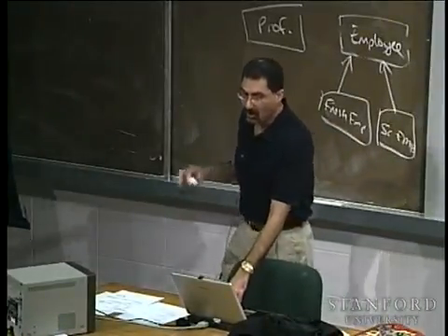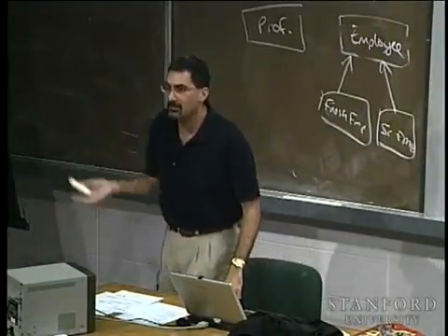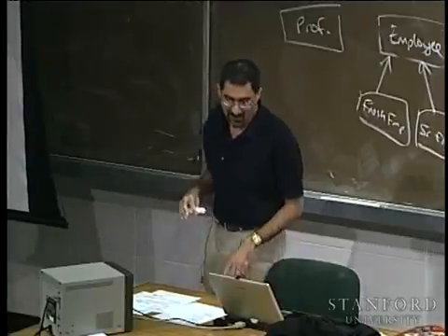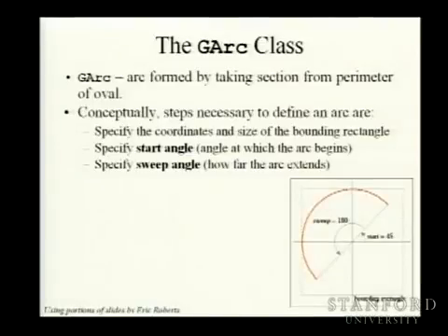An arc is formed by taking a section from the perimeter of an oval. What does that mean? Basically, it looks something like this. The steps necessary to define that arc are that we specify the coordinates and size of some bounding rectangle, just like you did with a GOval.